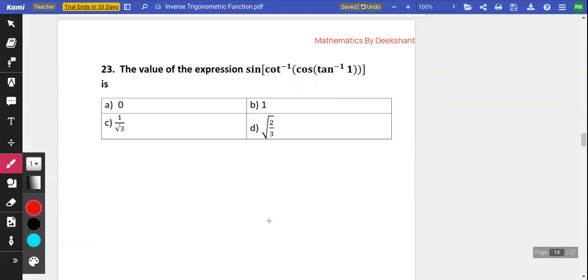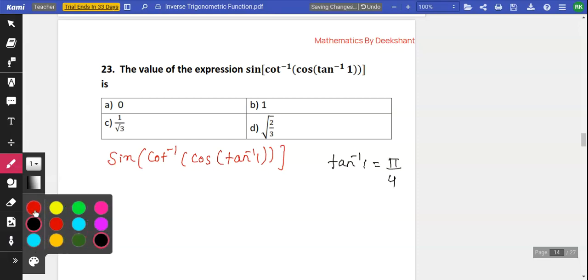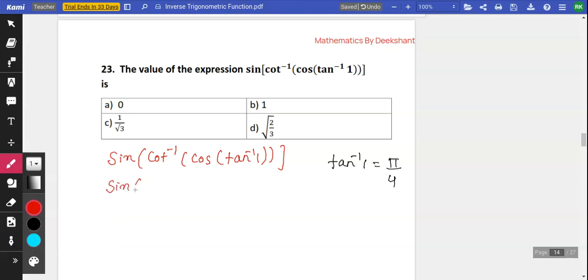In this question, we have to find the value of sine cot inverse cos tan inverse 1. Basically, tan inverse 1 is equal to pi by 4. Put the value of tan inverse 1. It becomes sine cot inverse cot pi by 4.